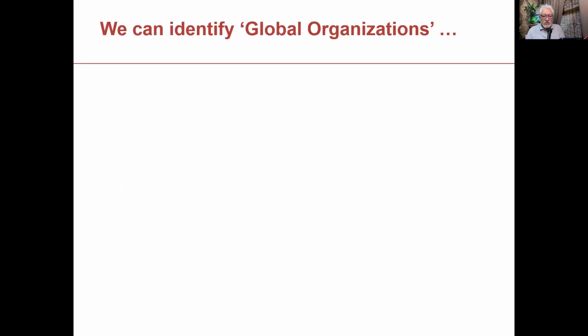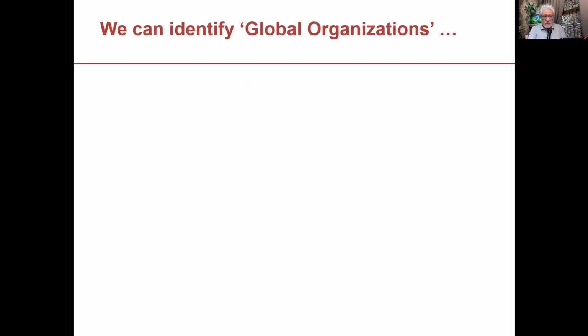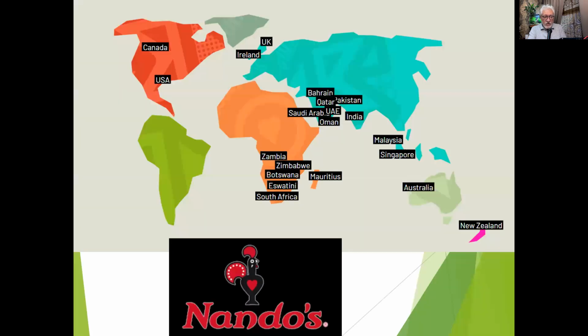Some organizations operate across the world, and we just refer to them as global organizations because that's the simple way to do it. Famous brands, because we all eat at Steers, operates in 18 countries across the world. Nando's operates in 20 countries. And that's a map in front of you. Nando's occupies all of those spaces.